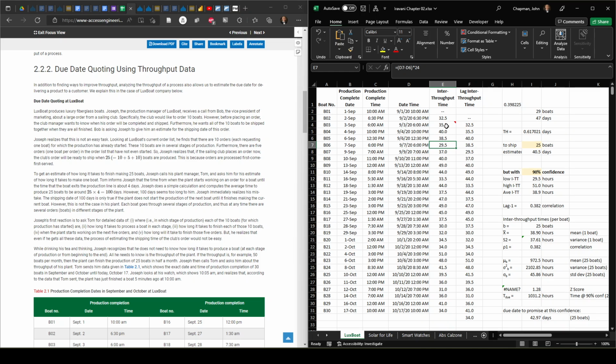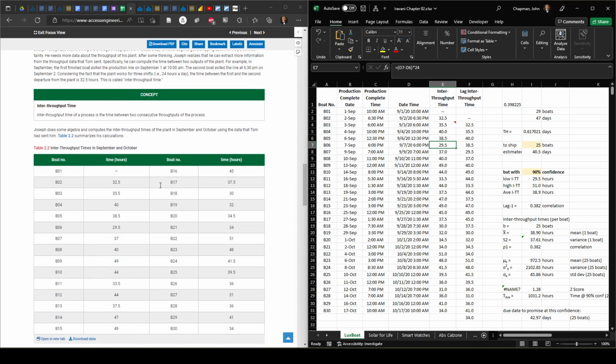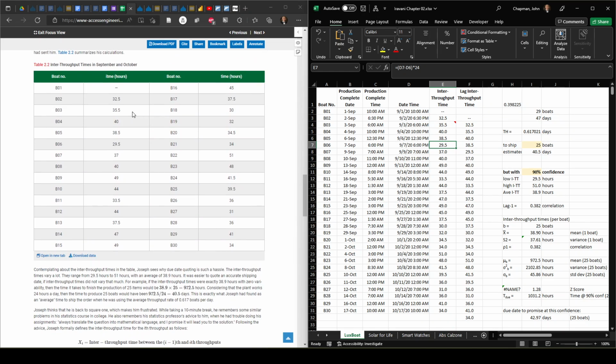There is one thing to note here. If you do the calculations, the difference between boat 2 and 3 is actually 11.5. But in the book, it says 35.5. So I've changed that manually in my spreadsheet just to be consistent here with the book. But if you find a difference in your own calculations, that's because there is. It should be 11.5 instead of 35.5.